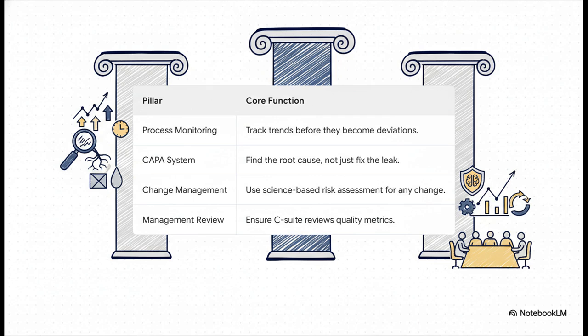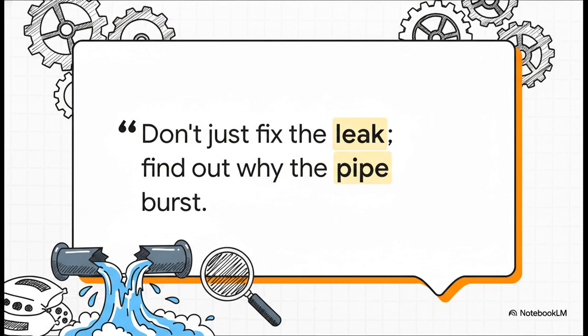Because without these four things working together, you don't really have a system. You just have a binder full of SOPs, which is just a list of instructions without a strategy. This gets right to the core of what the FDA wants to see from your CAPA system now.